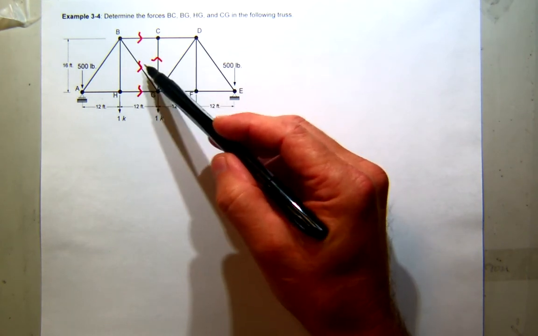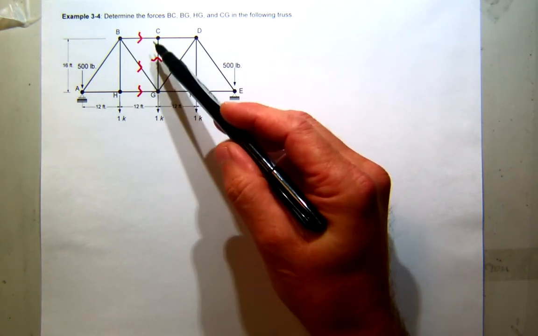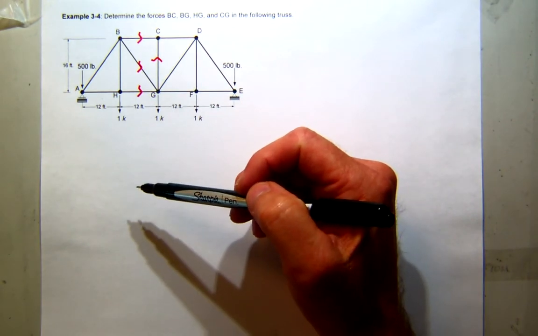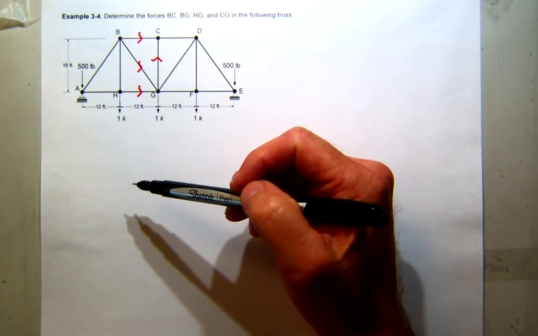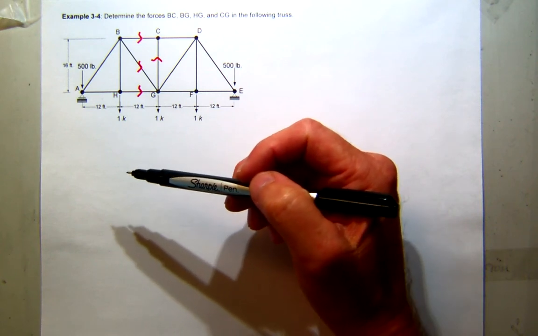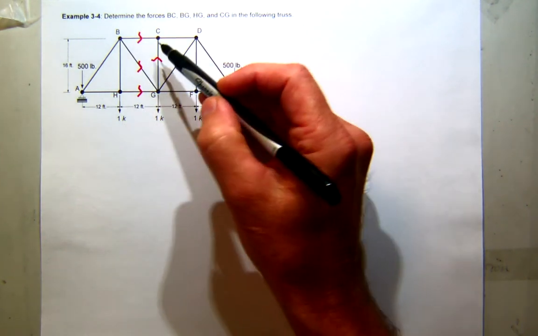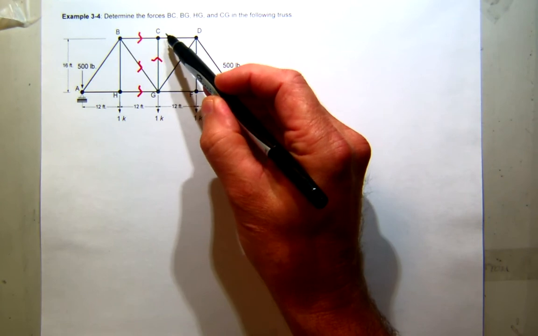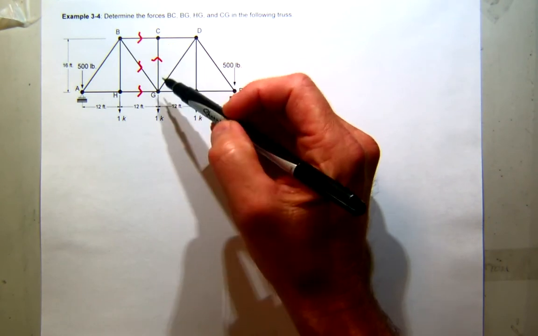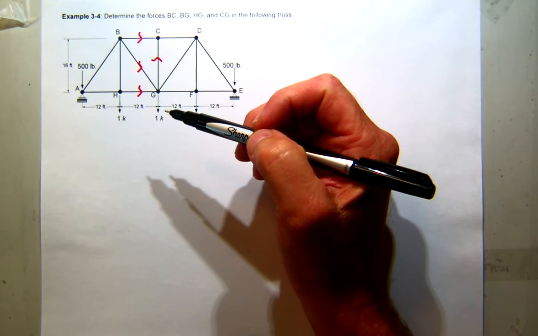What about this guy right here, CG? How am I going to get that? You can do it after, but I might want to remind you about something called zero force members. If you go up here and look at joint C, what do you see? That's case 2. So that means that CG is 0.